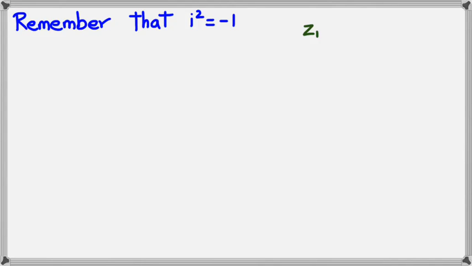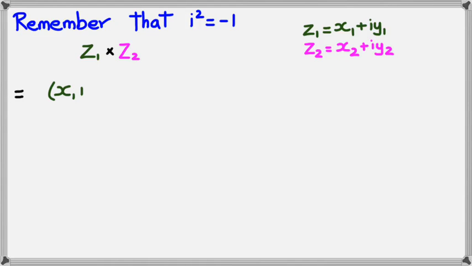Let's take Z1 as one of the complex numbers, which will be x1 plus iy1, and Z2, which is x2 plus iy2. If you want to find the product of these two complex numbers, we have Z1 times Z2. We just need to replace the Z's with their expressions in terms of x and y. So we're going to have (x1 plus iy1) times (x2 plus iy2).